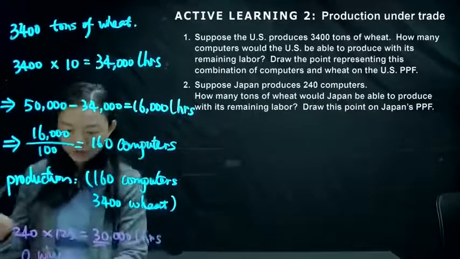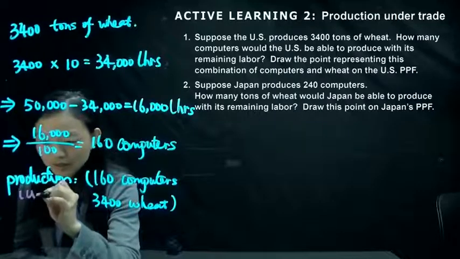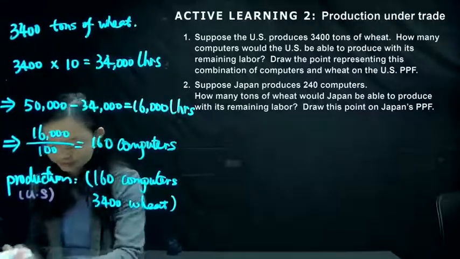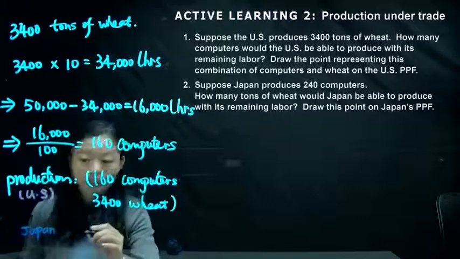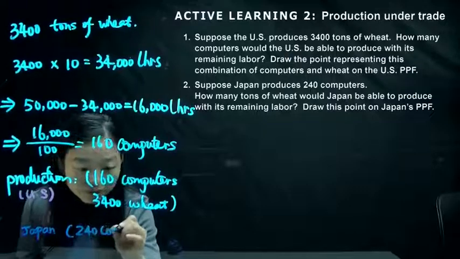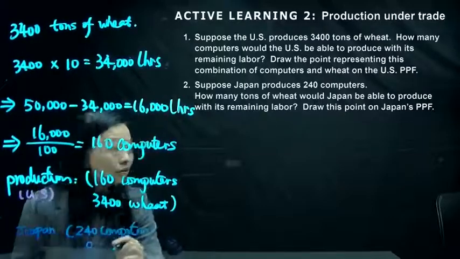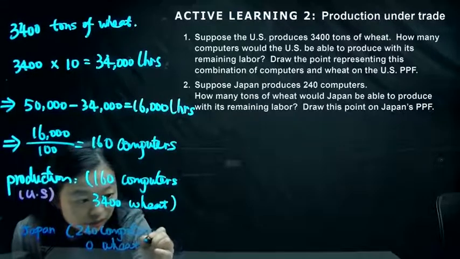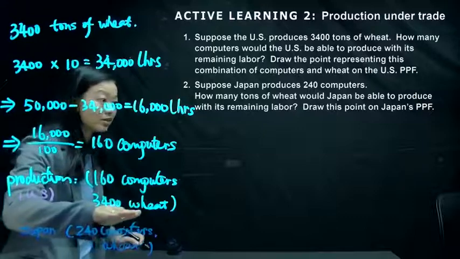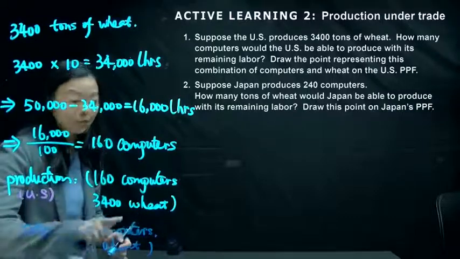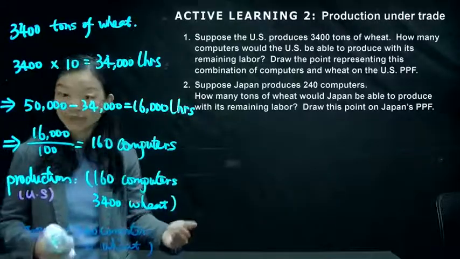So I will just rewrite this part, okay? For Japan, this is the United States, okay? And then the production for Japan now will be 240 computers and 0 tons of wheat. Okay, can you see that? For the US, it will produce 160 computers and 3,400 tons of wheat. However, for Japan, it will produce 240 computers and 0 wheat. Okay, so those are the information we can get from this production if these two countries now get involved in trade.